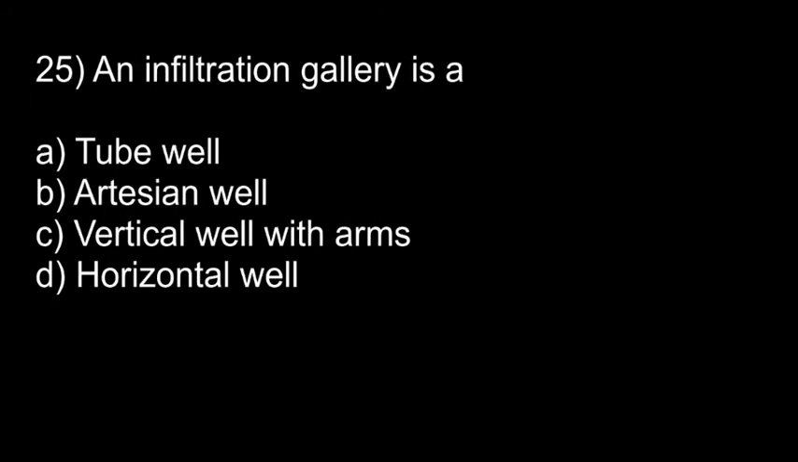An infiltration gallery is a: option A, tube well. Option B, artesian well. Option C, vertical well with arms. Option D, horizontal well. An infiltration gallery is a horizontal well. Actually, infiltration galleries are the horizontal tunnels constructed at shallow depths along the banks of river to intercept the groundwater table. These are most useful in dry seasons. The quantity of water available from this depends upon the yield of source.